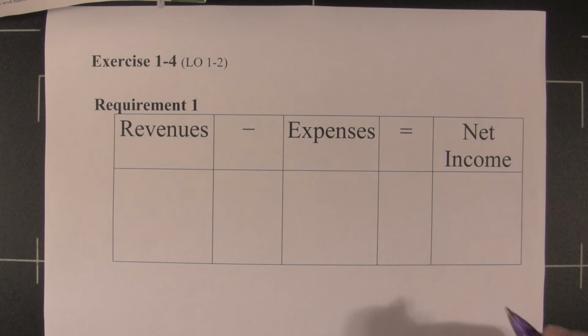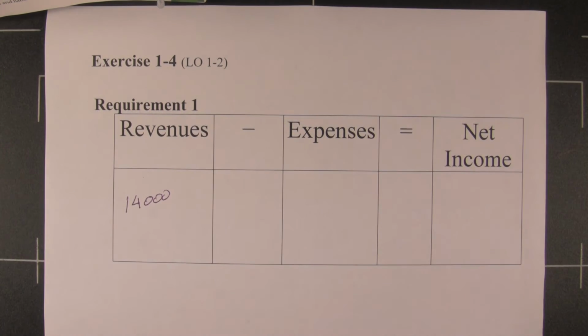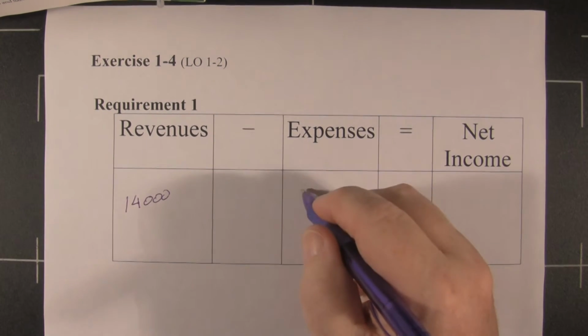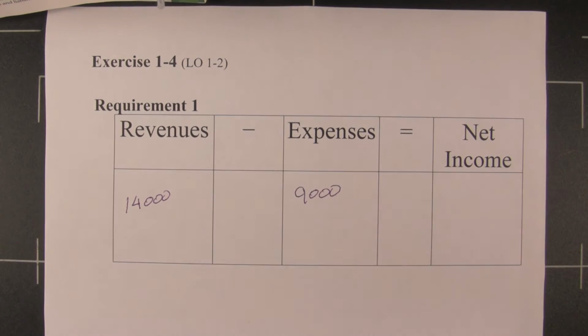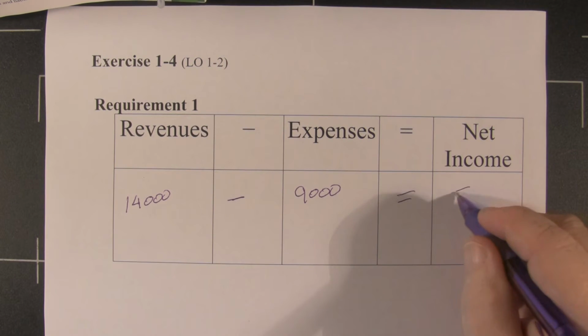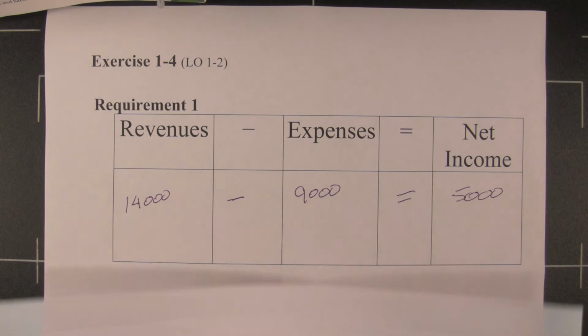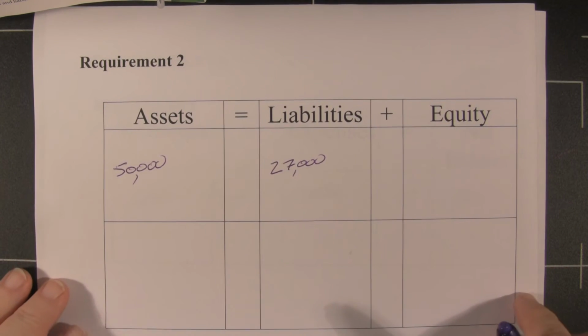We have revenue of $14,000. Again, that number is given to us. We're given expenses of $9,000. And the net income, therefore, revenue minus expenses, is $5,000. Out of that, we paid the dividends. But we don't really need to worry about that so much because they've given us complete information here.